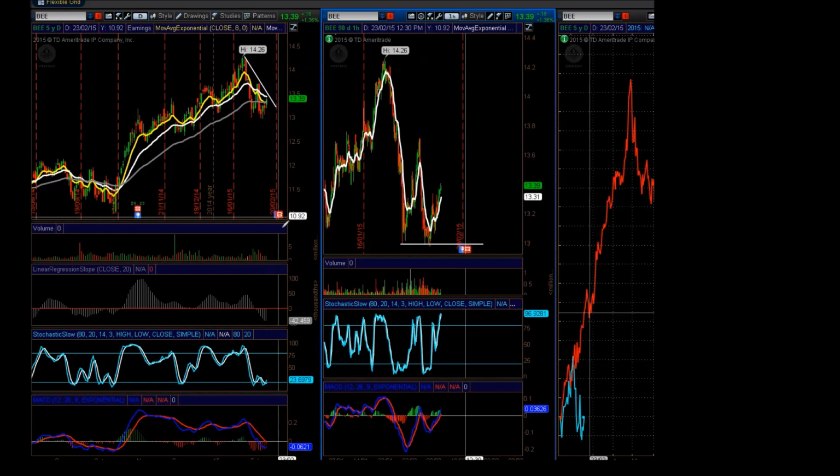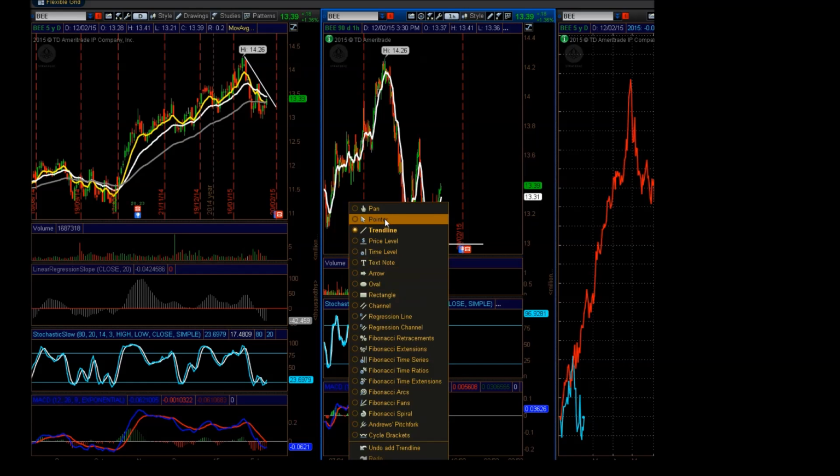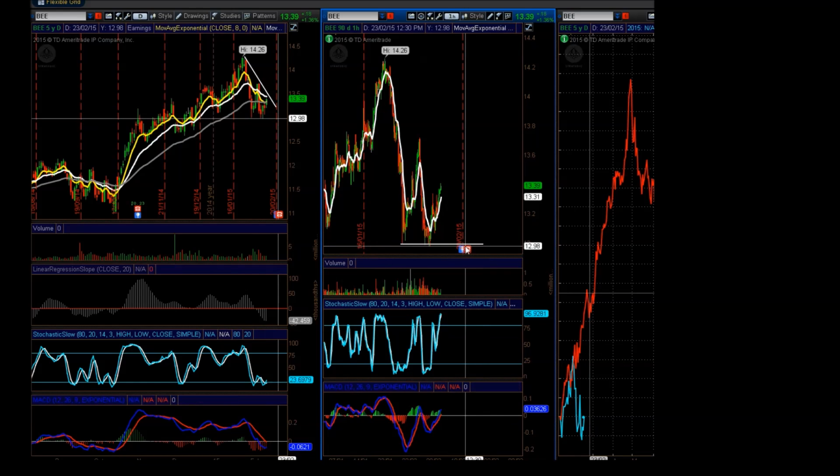But here's the caveat. This is another good thing about Thinkorswim. If you look at this, you can see this is one of my criteria for avoiding trades: impending news.